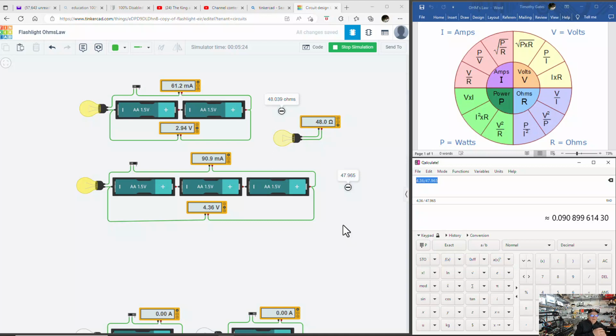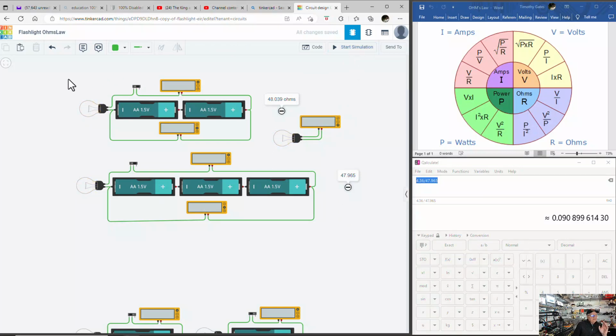At this point, you ought to be able to go into Tinkercad and create your own flashlight and do some calculations. Now, I want to cover one more thing here real quick. We won't need the calculator. I'm going to stop the simulation. I take this bulb, Control C, Control V, and I'm going to put it right here. And I'm going to take a wire from here over to here.